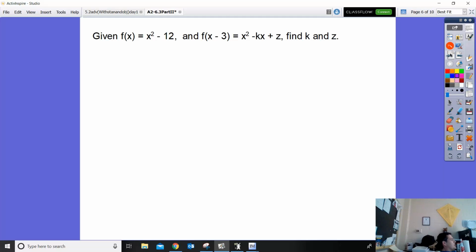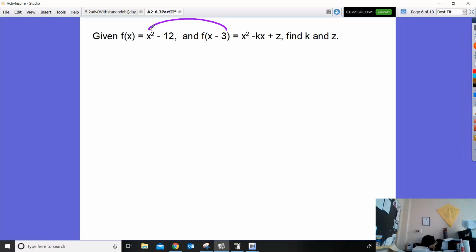Yes, that's exactly what you do. You do what it tells you to do. It says find f of x minus 3. The creator of this problem did it right in his head. That would be me. So, there's an x. What's it become? X minus 3 squared minus 12.